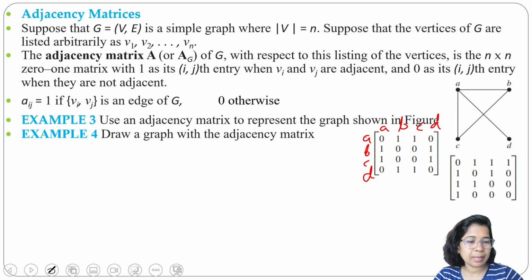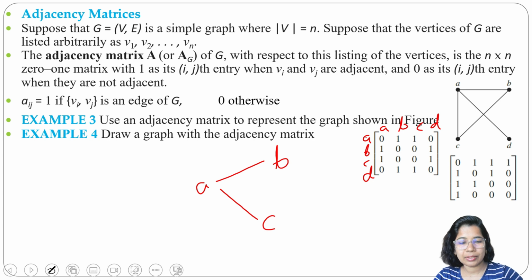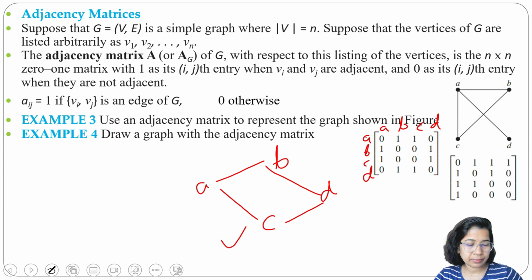Now for A, B and C are adjacent. Then for B, A and D are adjacent. For B, A is already adjacent. Let this be D. D is adjacent. Next for C, A is adjacent, D is adjacent. C to A is already adjacent. So C to D is adjacent. Next for D, B and C are adjacent. Yes, B and C are adjacent. So this is the graph we draw from this adjacency matrix.